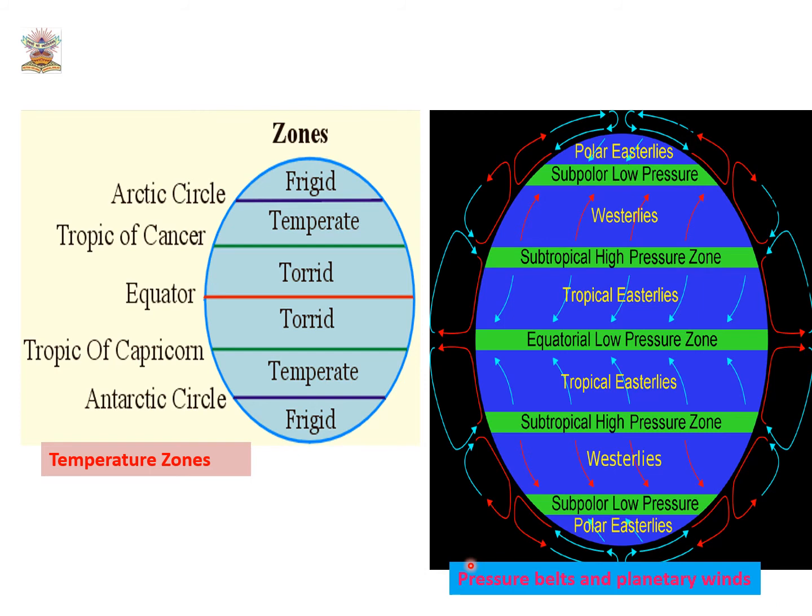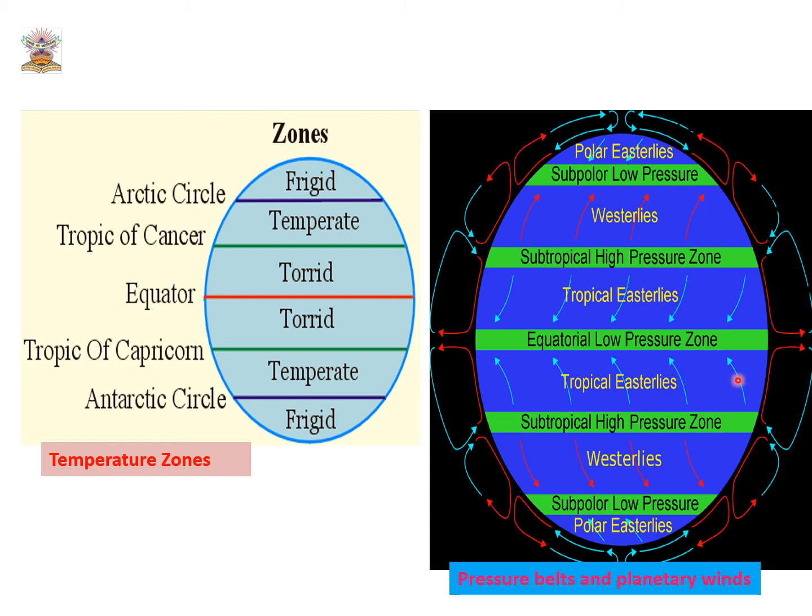In this lesson, we are only going to study about the pressure belts. The planetary winds we will learn about in the next lesson on winds. So here we are going to study about the low pressure zone, high pressure zone. Yes, we have already studied how when the temperature rises, what happens to the air pressure, and when it cools down, what happens to the air pressure.